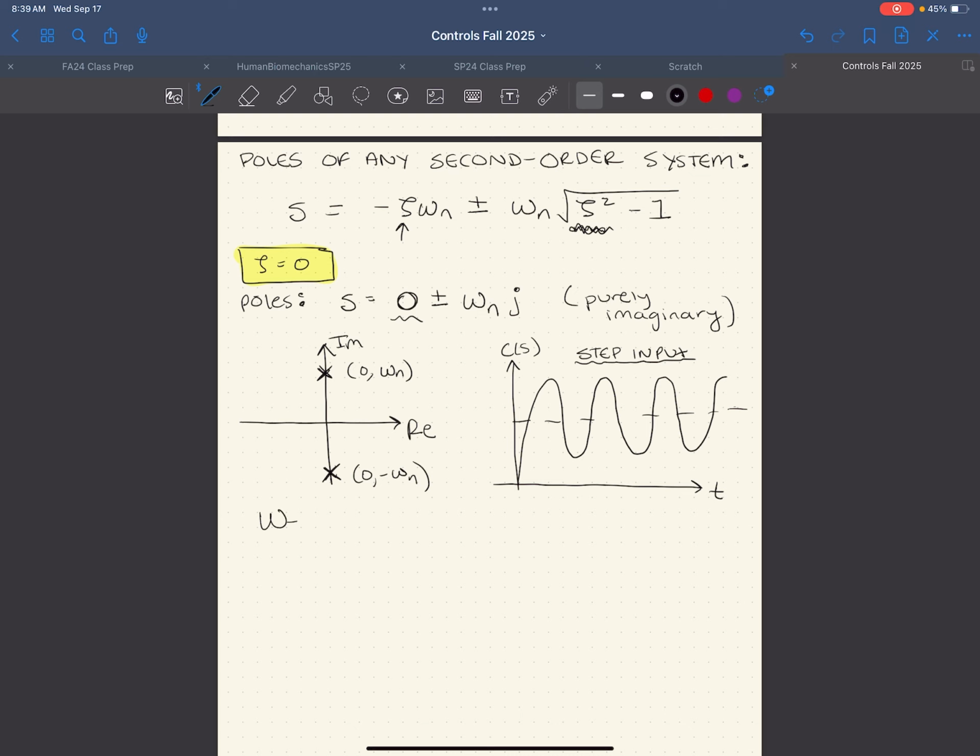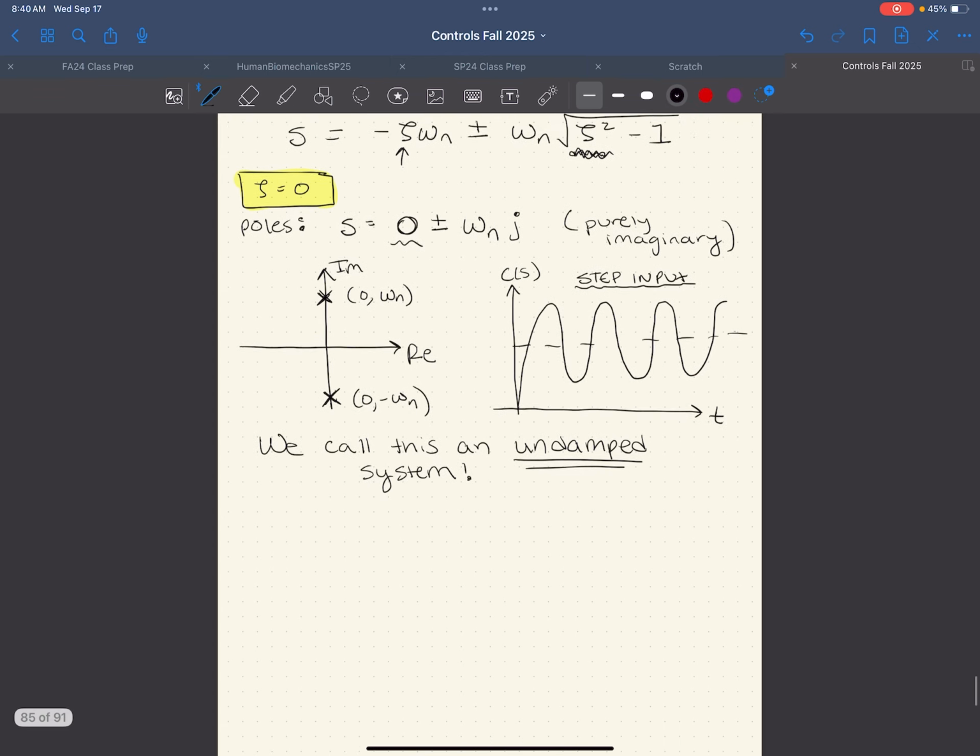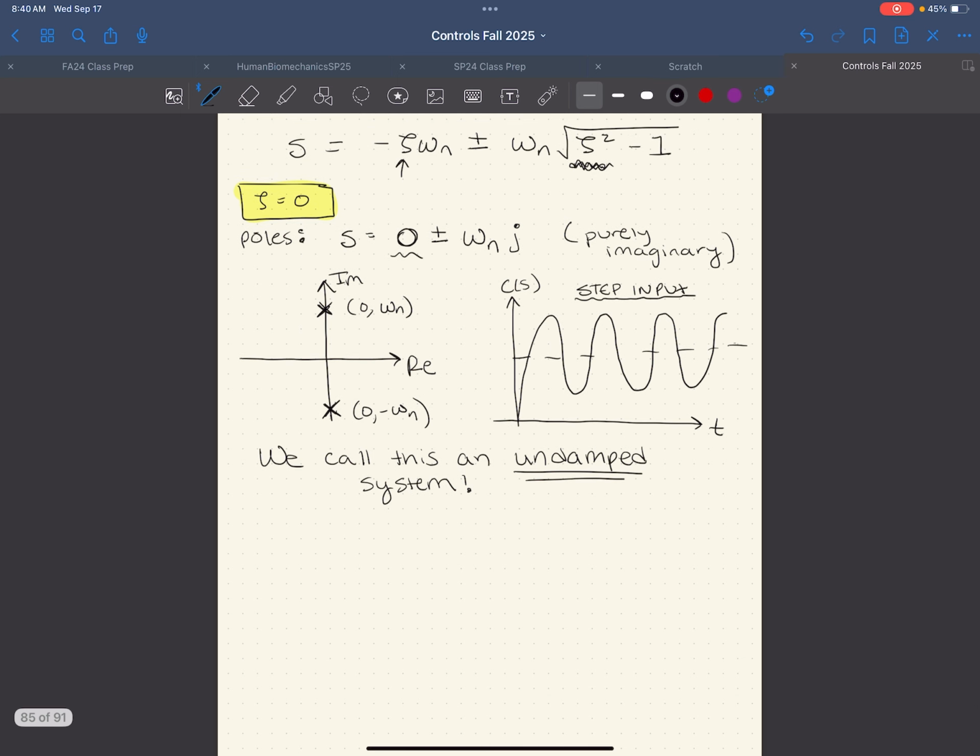We call these types of systems undamped systems. Remember, zeta equals 0, there's 0 damping. So we call this an undamped system. And that's going to be an important vocabulary word. All right, purely imaginary means undamped.